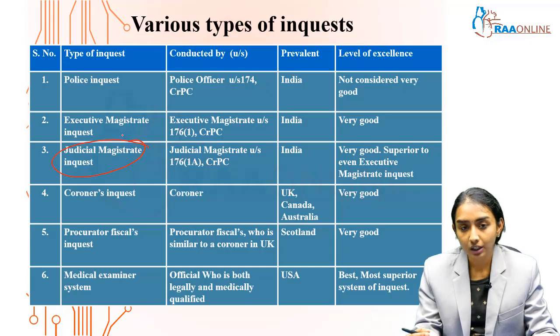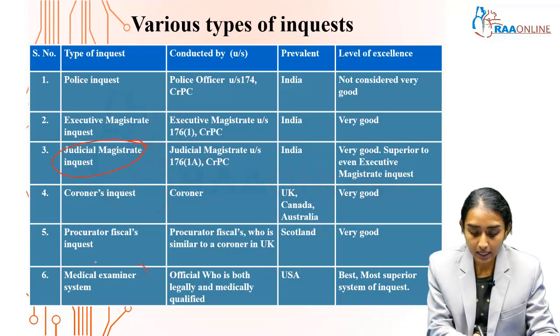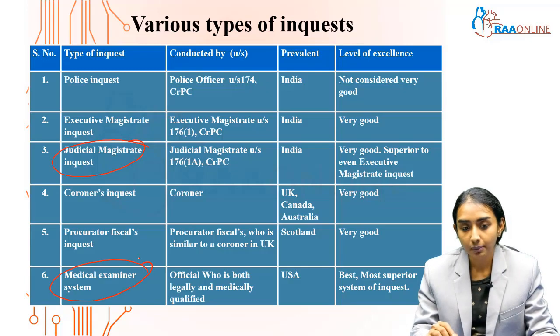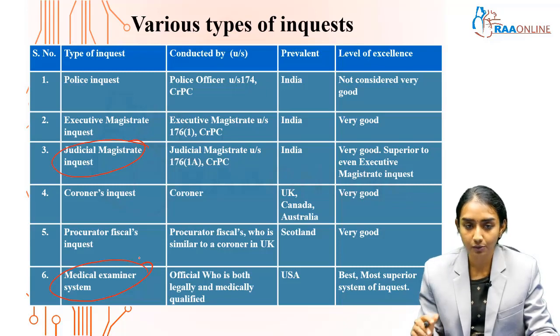But if we look at all the 6 types, the most important or the most feasible one will be the medical examiner system, because here the person conducting the inquest is a person who has both medical and legal knowledge. Hence, it is considered to be the most superior system of inquest among all the 6 types.